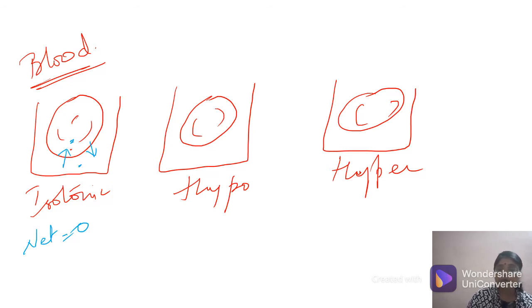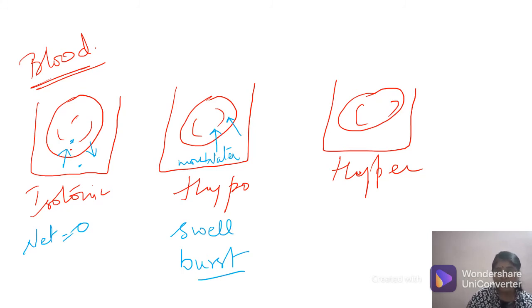In hypotonic solution, where is water more? This is hypotonic, meaning this is dilute. Here water is more. So water will move from here to here because it is more here. So water will move, and what will happen to the cell? It will swell. The cell will swell. If you keep it for a longer time there, then it will burst.